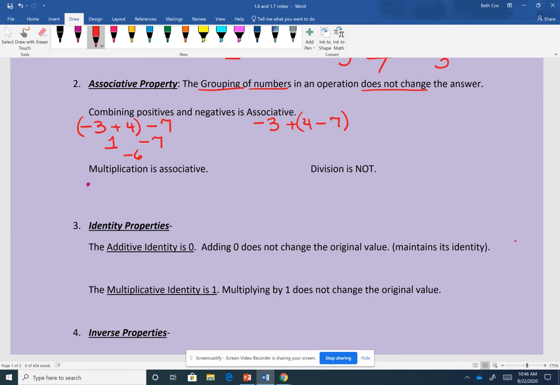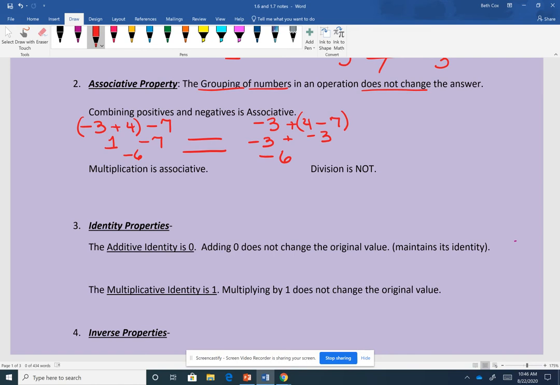And over here, do what's in parentheses first. I get a -3. And so I have a -3 plus a -3. Signs are the same. Add the numbers, keep the sign. And so these are equal. So combining positives and negatives is associative.